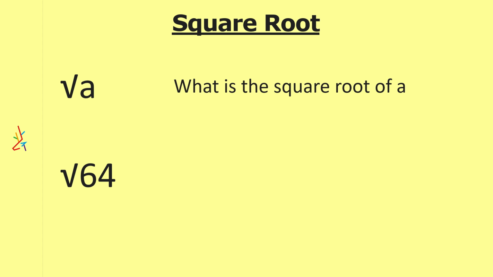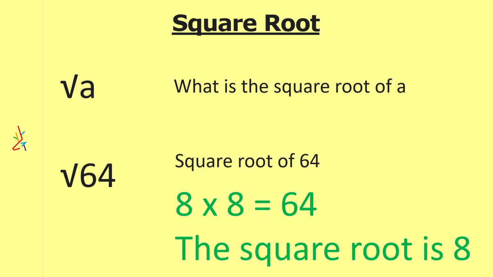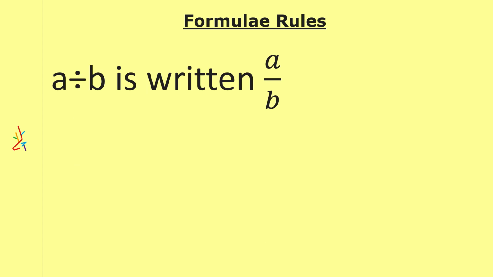So we're on 4 times 4, which is 16. 5 times 5 is 25, 6 times 6 is 36, 7 times 7 is 49, 8 times 8 is 64. So you've done 8 times 8 to reach 64. So the square root of something is a number times by itself to reach the number you've got beside the square root symbol.